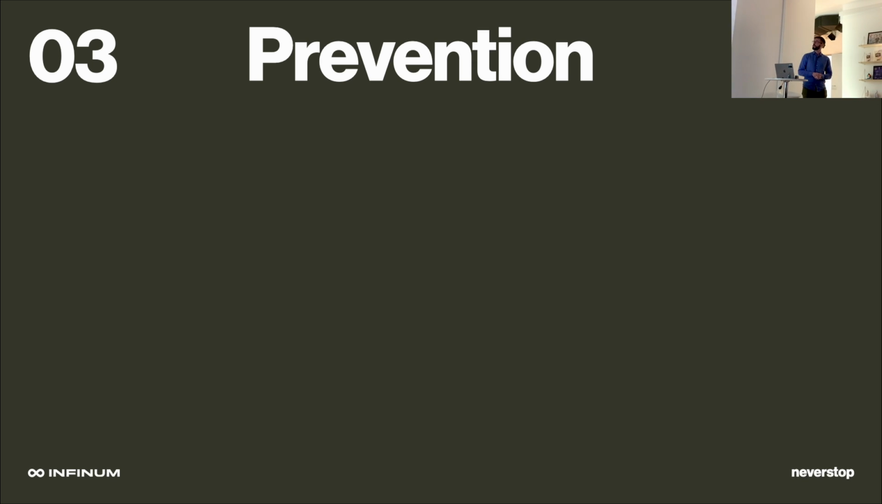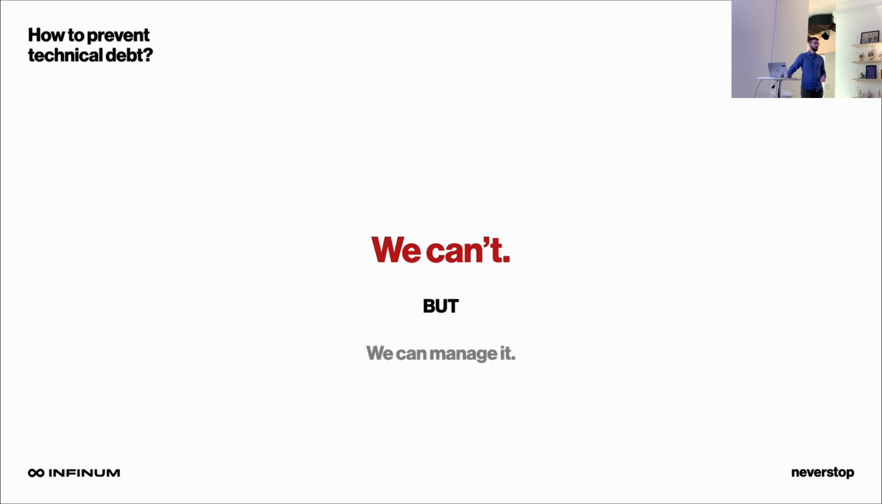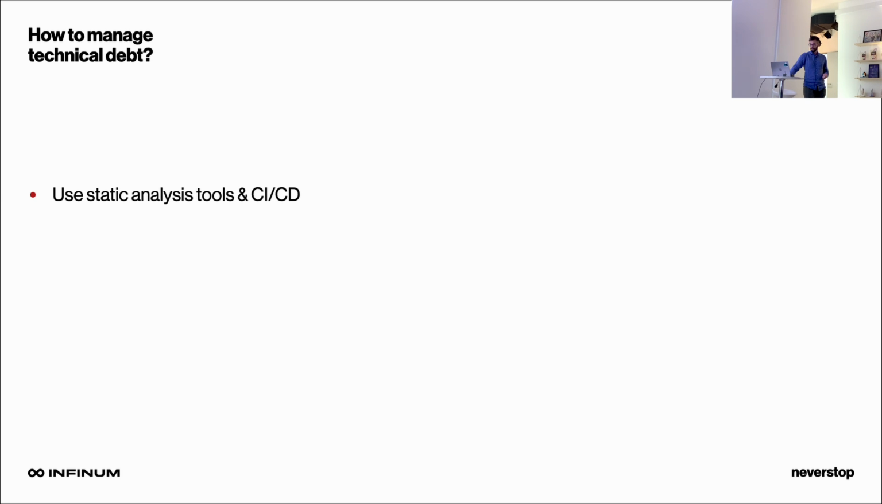And now let's just talk shortly about prevention. So how do we prevent technical debt? Well, we can't, but we can manage it. And how do we do that? Well, for starters, we can use static analysis tools and CI/CD tools. For static analysis, speaking from Android's world, I would say we can use lint, detekt, Sonar also. And for CI/CD at Infinum, we usually use Bitrise.